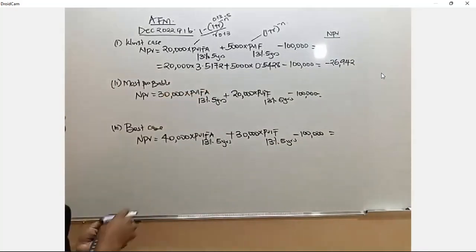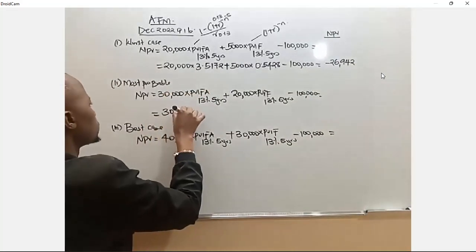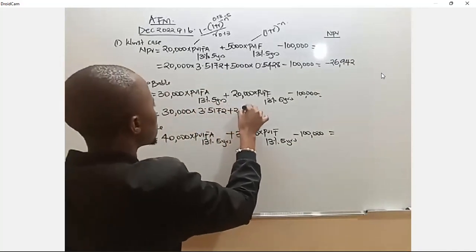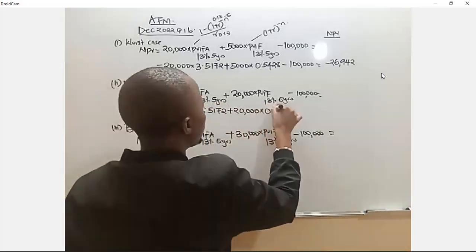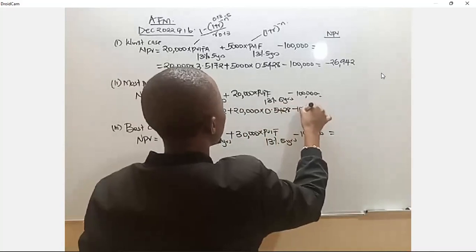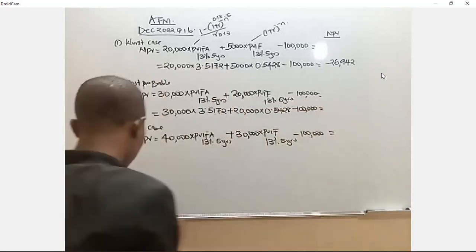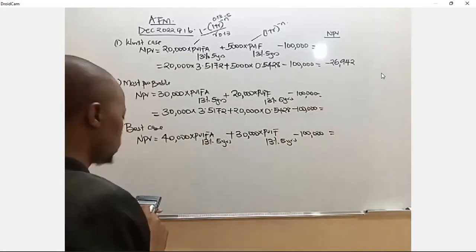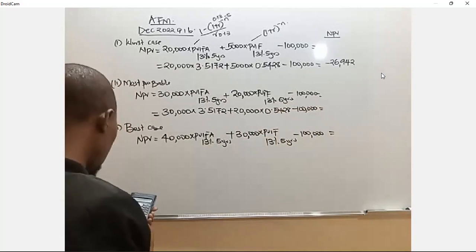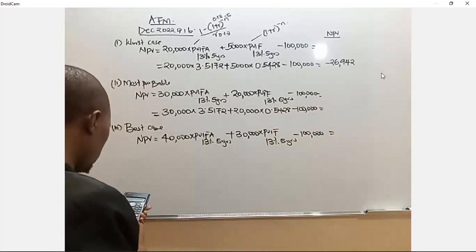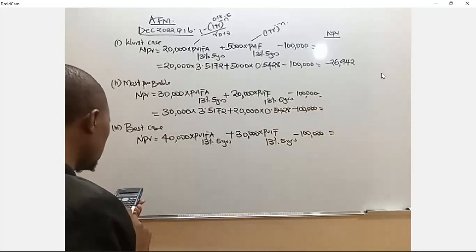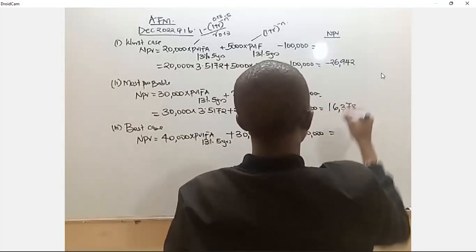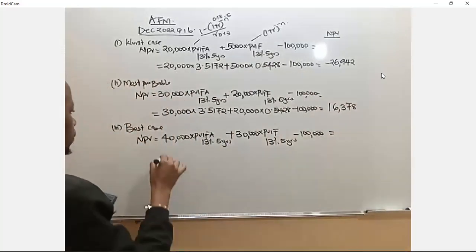The other one here will be direct because the discount factors are not going to be changing. They will be the same. So I just need to take 30,000 times 3.5172 plus 20,000 times 0.5428 minus 100,000. I'm getting 16,378.